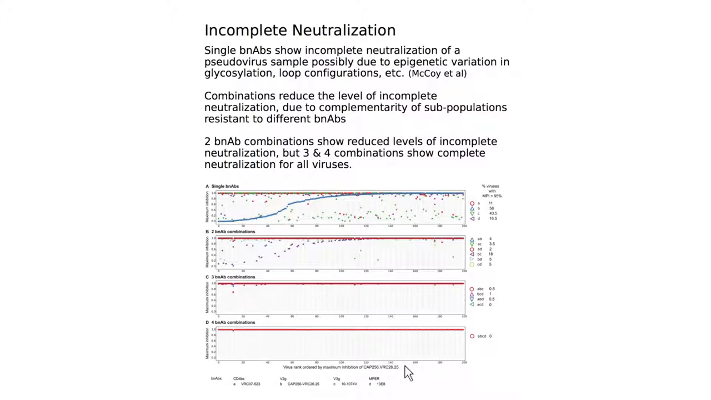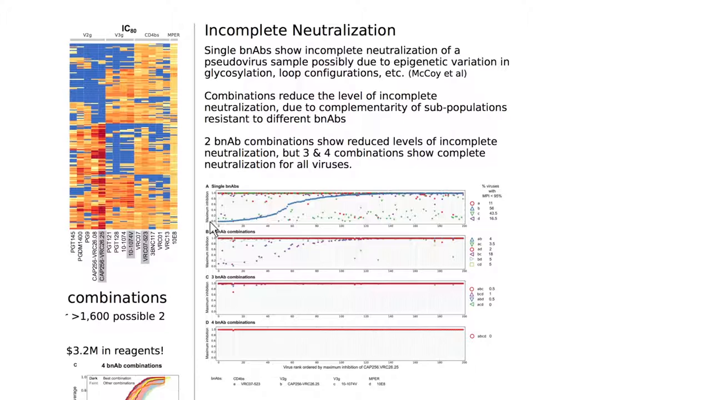In this figure, we are showing the incomplete neutralization observed for single antibodies from the Clade C panel, and the predicted incomplete neutralization values for 2, 3, and 4 bNAb combinations using the Bliss-Hill model. As we can see, single antibodies show a fair number of viruses where we do not achieve complete neutralization. This effect is most strongly seen for V2 and V3 antibodies, where more than 40% of viruses show less than 95% level neutralization at 10 micrograms per mil.